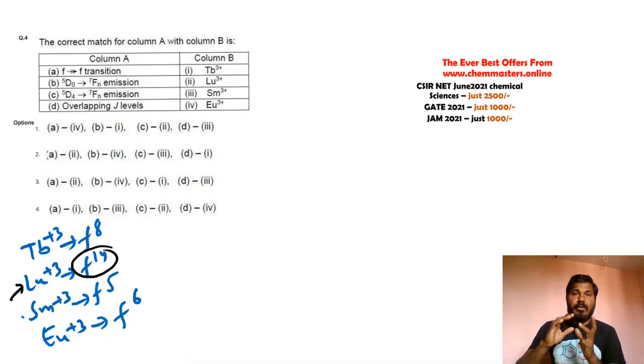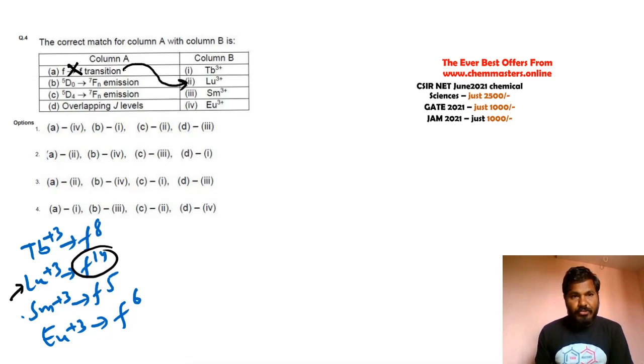The valence orbital is completely filled. That's why there is no possibility for f-f transition, right? So simply the A matches with lutetium plus 3. Now just try to check the terbium plus 3. So here terbium plus 3, which is having 8 electrons in its f orbital, we need to find the term symbol for it.